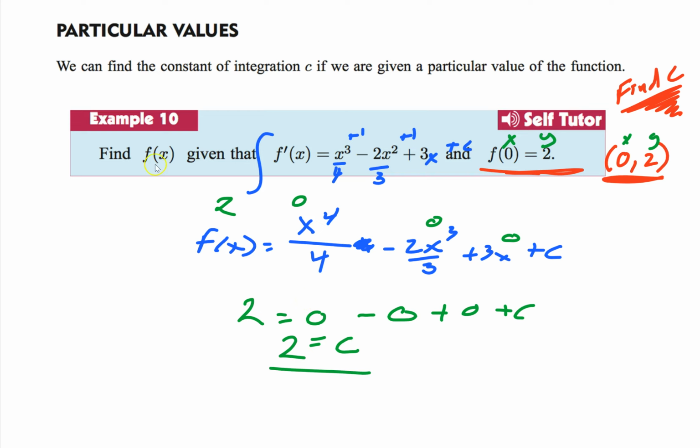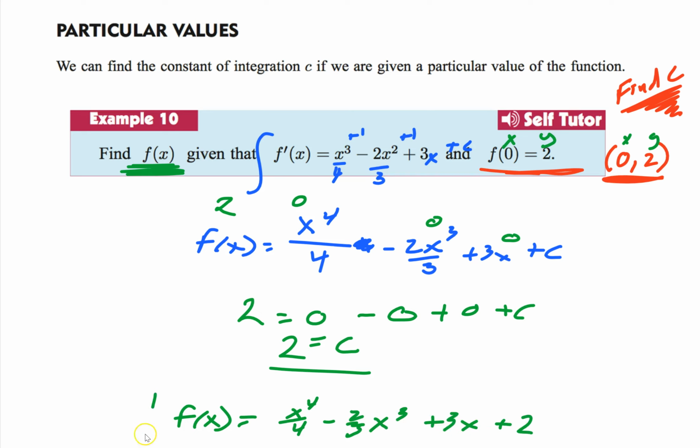Now that's not my final answer. The question wasn't directly to find c. You had to find it though. It's to find the function. So my actual answer is f of x. Right, plug your c back in. x to the 4th over 4 minus 2/3 x cubed plus 3x plus 2. That's the final answer.